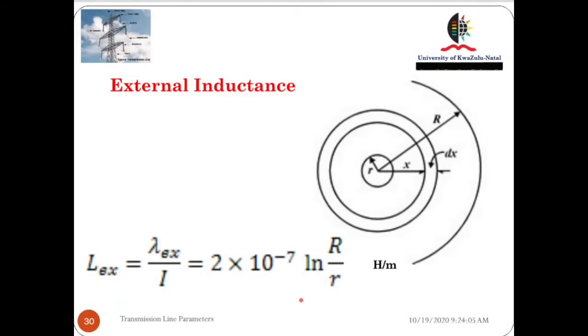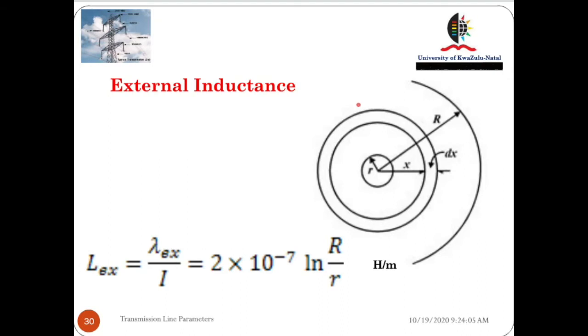For calculating the external inductance, we consider the same thing, that conductor of radius r carrying a current of I, and we consider the distance, any distance x from the center of the conductor all the way to a very long distance of capital R from the center of the conductor, and find out all the flux linkages here outside the conductor. And if we do so, again we follow the same thing.